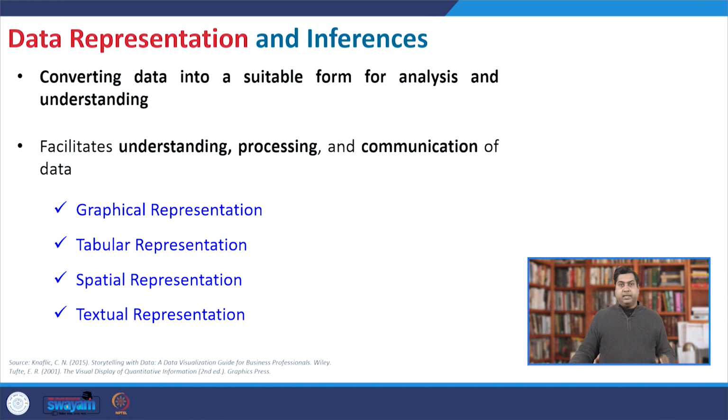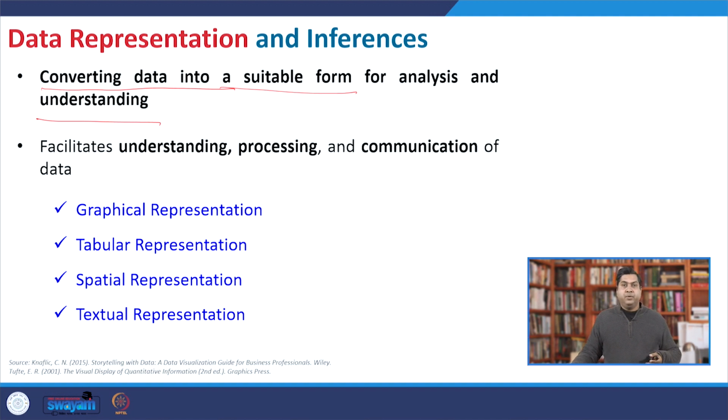Now, what exactly does data representation help with in our research? It converts the data into a suitable form for analysis and understanding of the phenomena. It may be simple frequency, it may be a correlation, it may be a cross tabulation. So there are different ways you can present your data set. It may be the raw data that you collect, or the processed data. If it is analyzed data, how do you write those findings in a suitable manner? You can represent the same results in multiple ways.